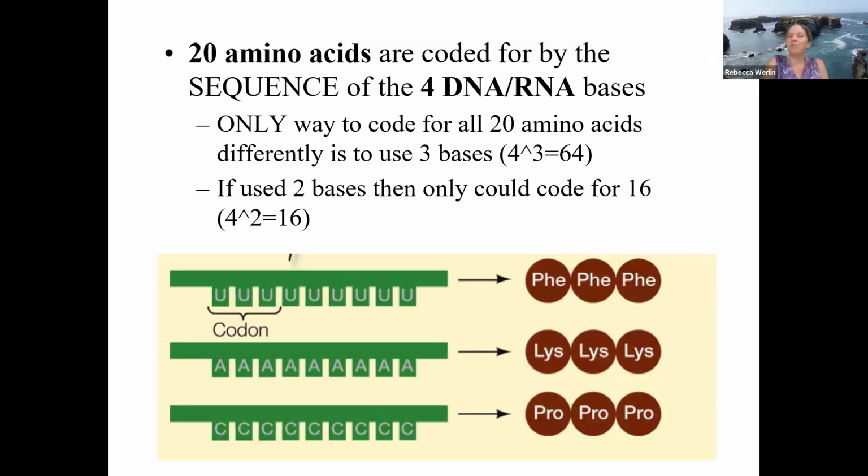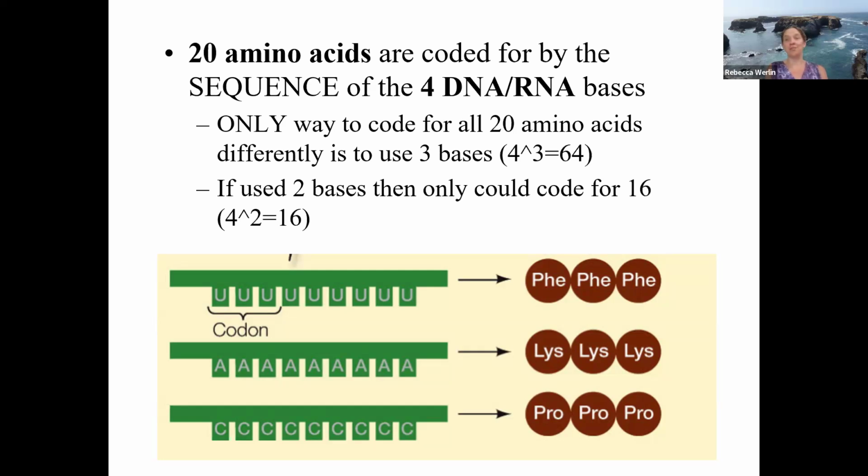So those codons, 3 bases of DNA or RNA, are how we code for the various amino acids. And so it's the sequence. Is it A, T, C, or G? And the only way to code for all of the amino acids is to use 3 bases in a row.